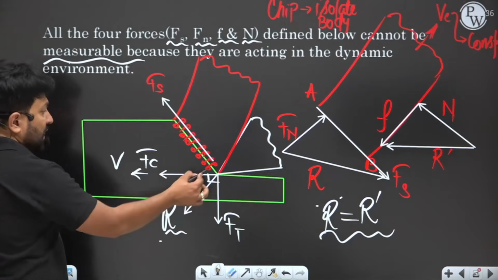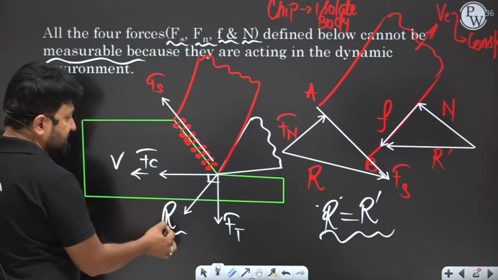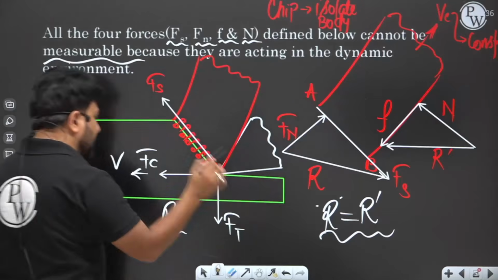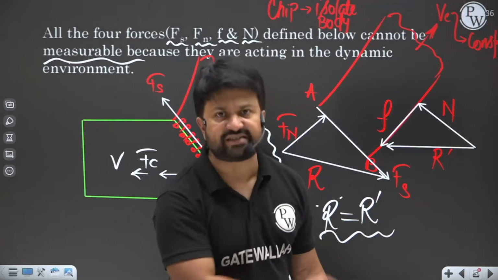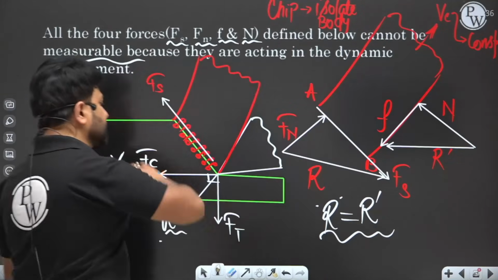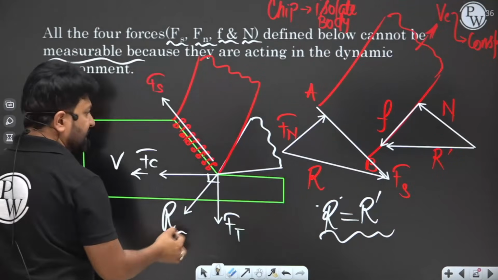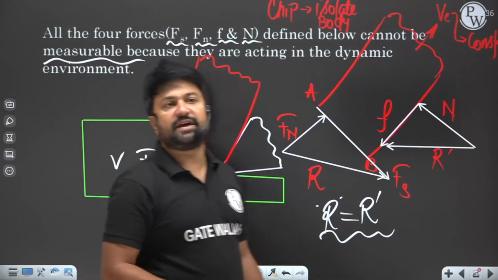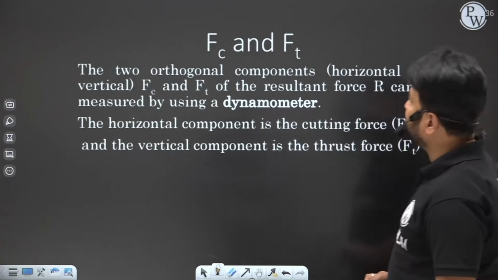Now you are providing these forces in the system. That's why R equals R dash, because that R is produced in the system and you are providing that R in the system. I am assuming that there are no losses, 100% conversion. If 100% conversion is there, then the provided force equals the produced force in the system. So R equals R dash, and Fc and Ft will be measured with the help of a dynamometer, my dear friends.